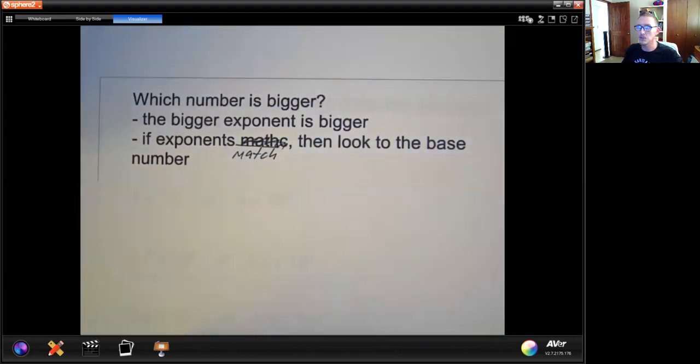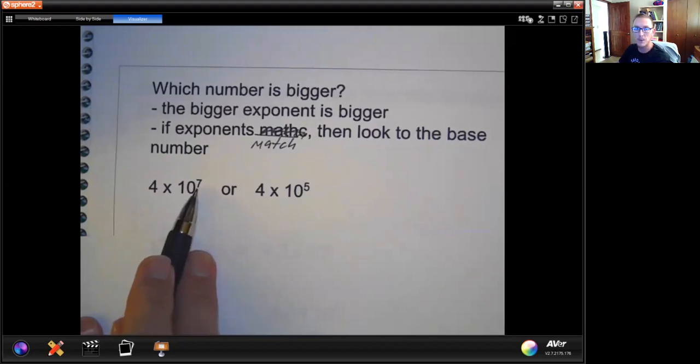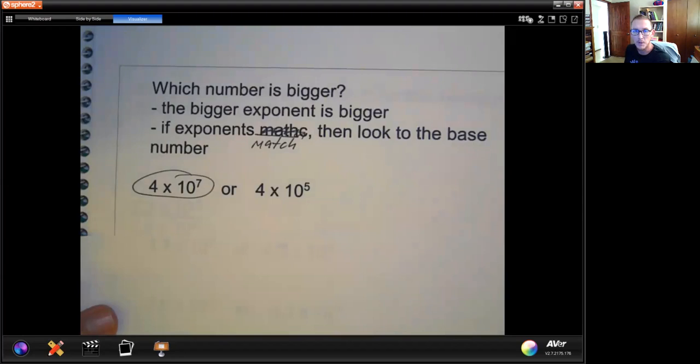If the exponents match, and I apologize for the spelling error in your notes, I should have caught that first. If the exponents match, then look to the base number to see which one's bigger. So if I go to these two numbers here, 4 times 10 to the 7th or 4 times 10 to the 5th, well, this one has the bigger exponent, so it's automatically the bigger number. The bigger the exponent, the bigger the number. Now be careful with negative exponents because that's going to be different.